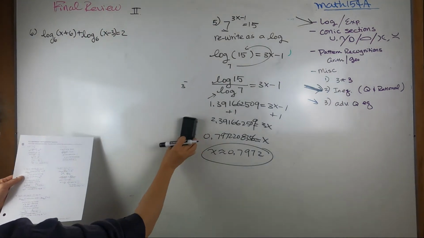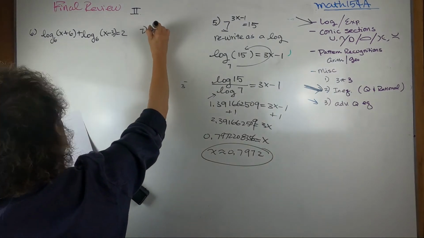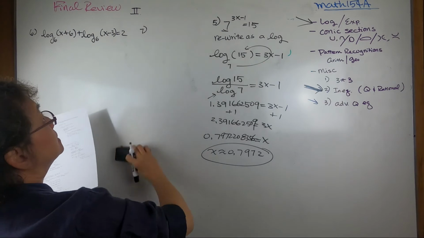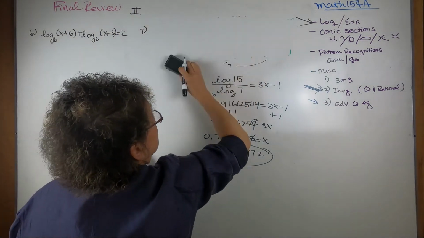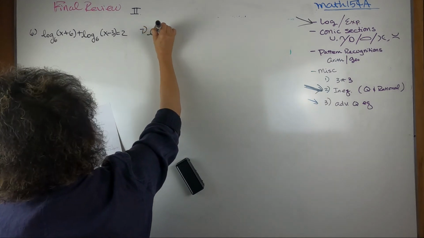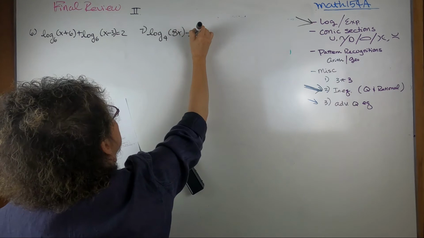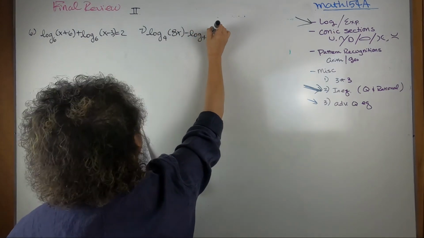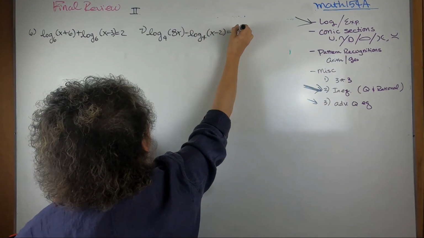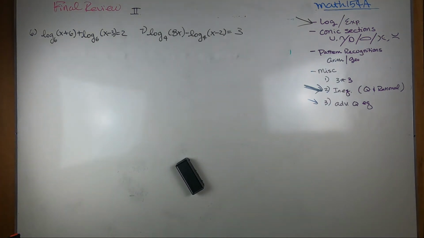Right? And we have another one like this. Okay, let's remove this one. We have log 4x minus log 4, x minus 2 equals 3, right? One is plus, one is minus, equals a number.